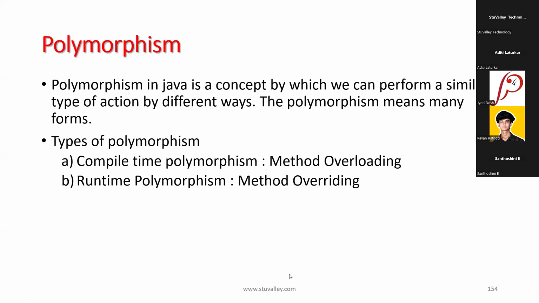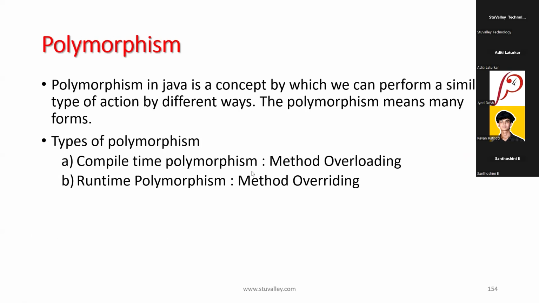Now the next concept is polymorphism. We have already seen what polymorphism is. It is a Java concept by which we can perform a similar type of action in different ways. Polymorphism means many forms. There are two types of polymorphism: compile time polymorphism and runtime polymorphism.